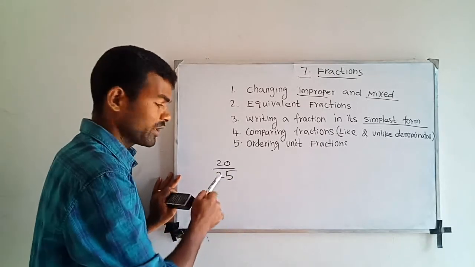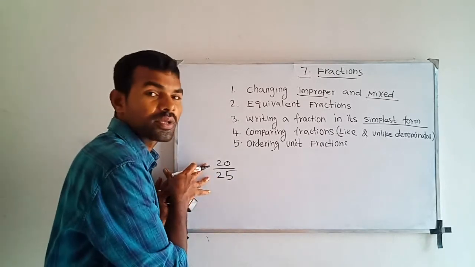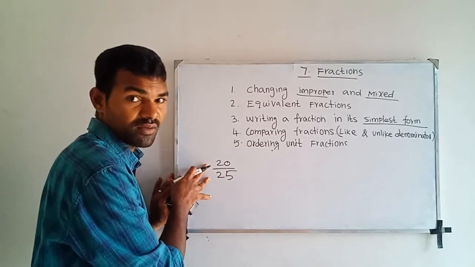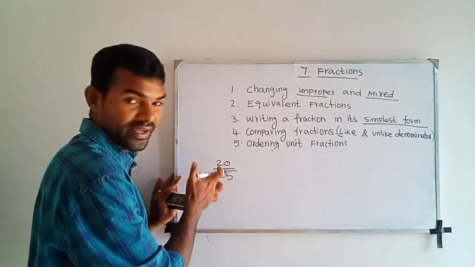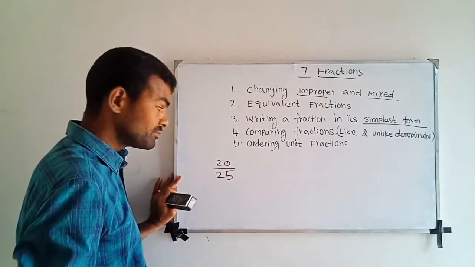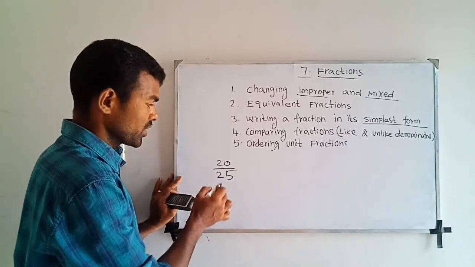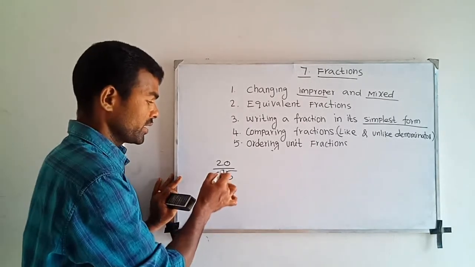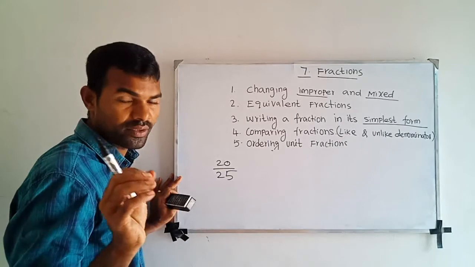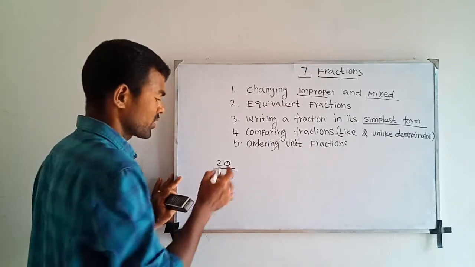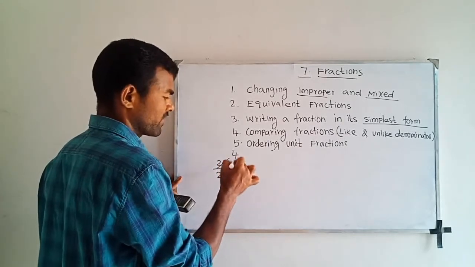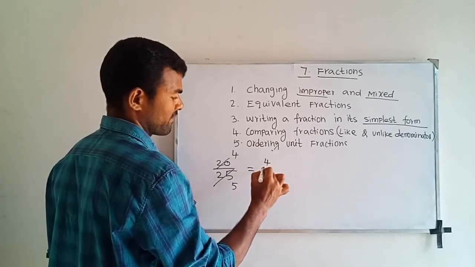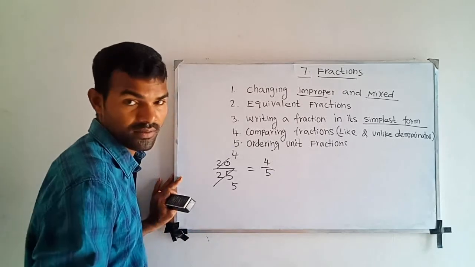See this, 20 by 25, change into simplest form. See what is the common factor here? 20 and 25, by which number can we divide? Except 1, 5 is also common. So divide by 5. 4 times 5 is 20. 5 times 5 is 25. So 4 by 5 is the simplest form.